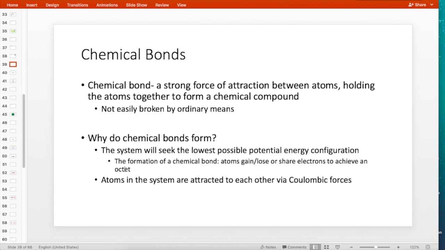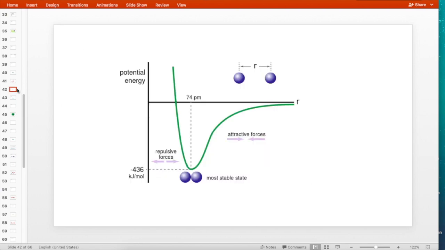Systems in nature always seek the lowest possible potential energy configuration. So let's imagine that we have 2 atoms, maybe hydrogen, and those hydrogen atoms are getting closer and closer together. You can see here on my graph, the x-axis represents how far apart they are, what we call the internuclear radius, or the internuclear distance, R, the distance between the particles. As the particles get closer and closer together, at some point the potential energy of the system reaches a minimum.